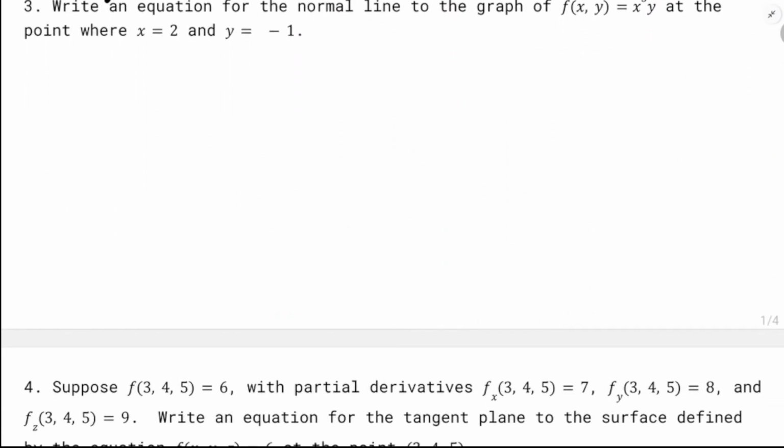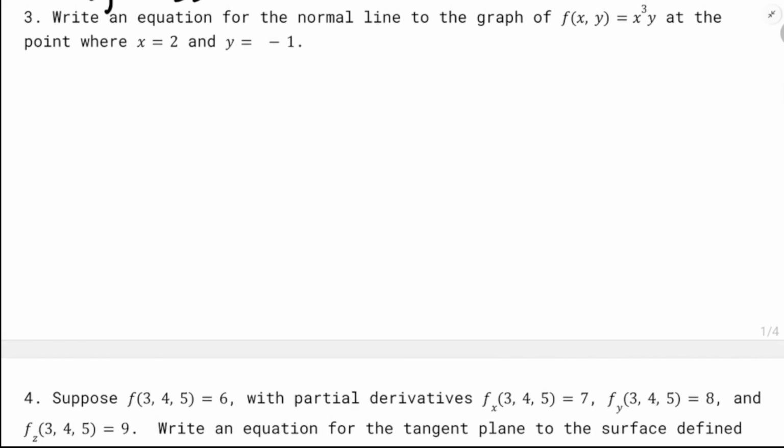Write an equation for the normal line to the graph. We're going to need the partial derivatives. So f_x equals 3x squared y.